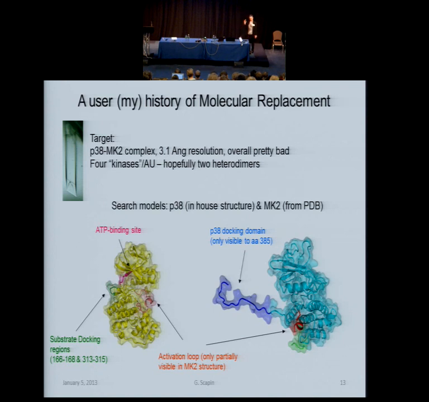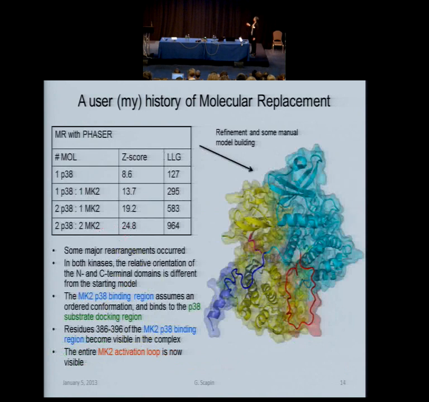And one thing I learned then was that you have to be very careful in which order you submit your search model into Phaser. Because the only way I could get a solution was if I did one p38, one MK2, another p38, another MK2. Everything else failed miserably.